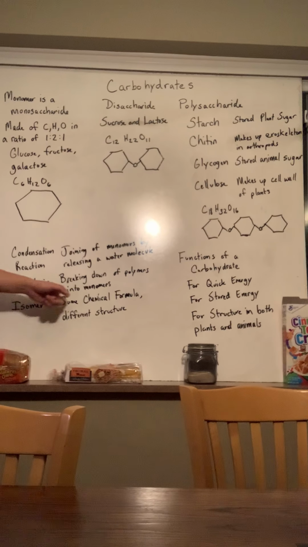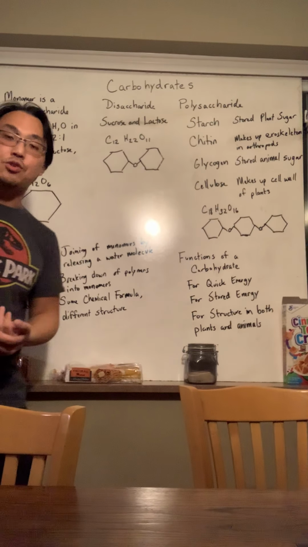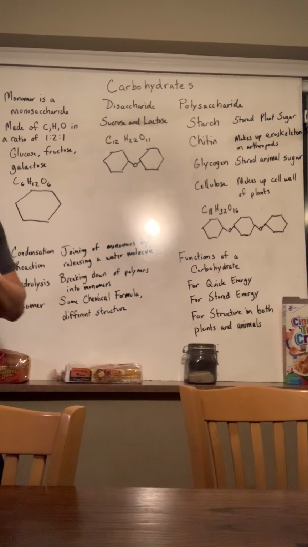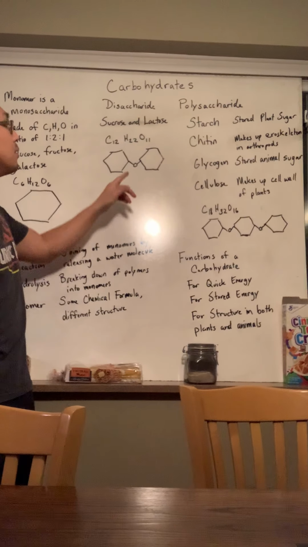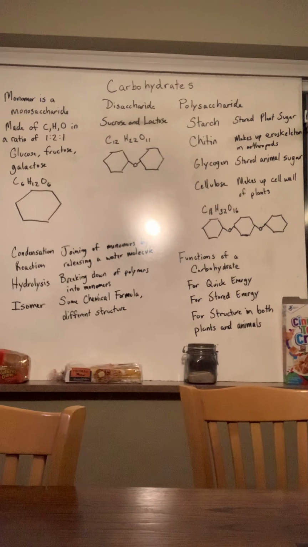Your isomers: same chemical formula, different structure. Glucose, fructose, and galactose are all the same chemical formula. They have C6H12O6 in common. What's different about them? How they look. Same way with sucrose and lactose. Sucrose and lactose are also isomers of one another. They have the same chemical formula, C12H22O11. So what's different about them? The way they look, okay?